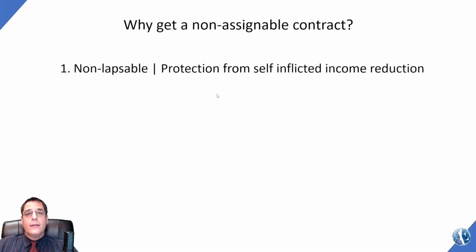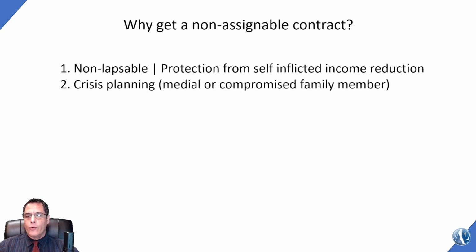So why get a non-assignable contract? Well, first of all, it's non-lapsable. It protects the client from a self-inflicted income reduction. So if you have access to the money in these annuity contracts, immediate annuities, you can access the premium, access your values, which could in turn end or reduce the income, the guaranteed income that was originally purchased. So it protects from that, protection from self, right? Because this was set up for a reason.